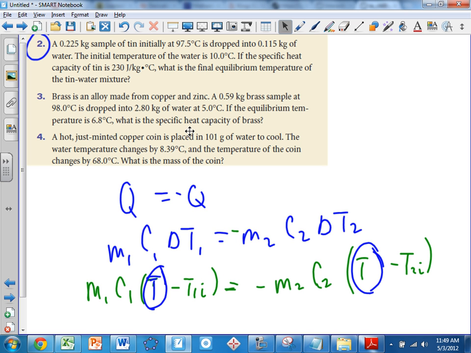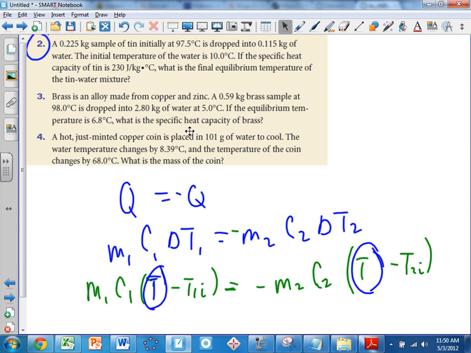Why is that sign there? Because remember, one of the objects is losing heat and one of them is gaining heat. So when we do these numbers and subtract, one of them is going to turn out negative and one positive. But we have an overall balance of heat transfer. One is gaining, one is losing.